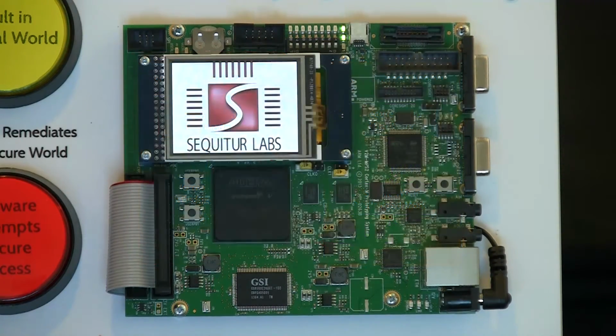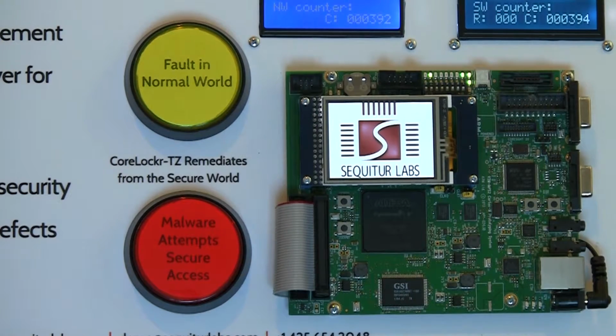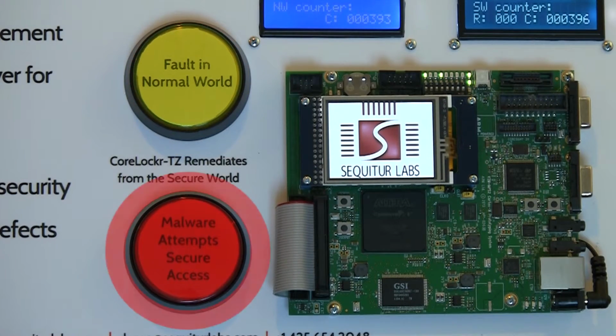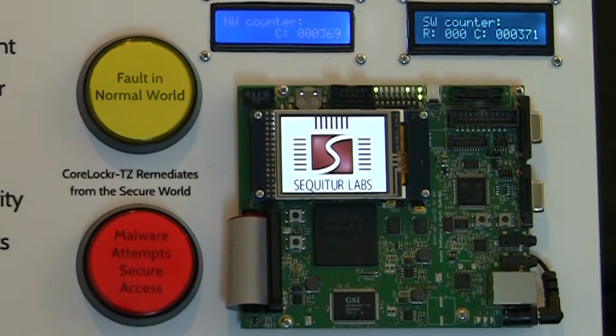The demo shows two types of vulnerabilities. One, where code running in the normal world stops working, and two, when malware tries to access the secure world. In both cases, we show how code running in the secure world keeps running and takes remedial action to protect the device by restarting the normal world.